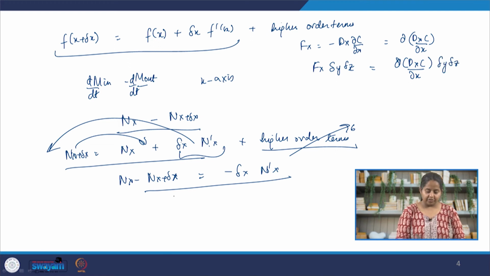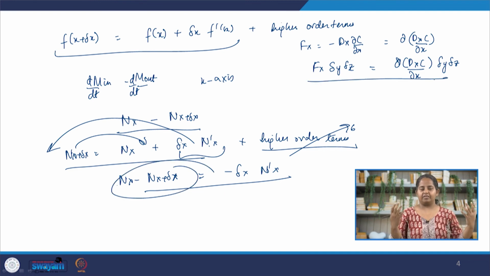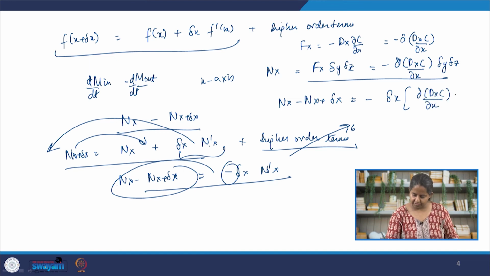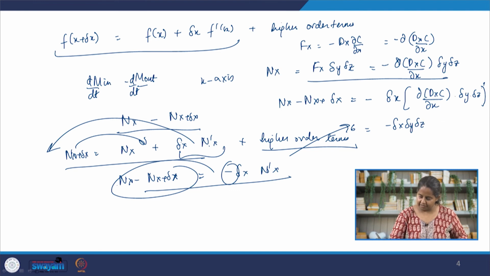Okay. Now we are going to use this to get the net flow in the x direction due to diffusion. So that is going to be, this is Nx. We have a minus here from here, del x into the derivative of, and del y del z will come out of the derivative. So we have minus del x del y del z, derivative of this.